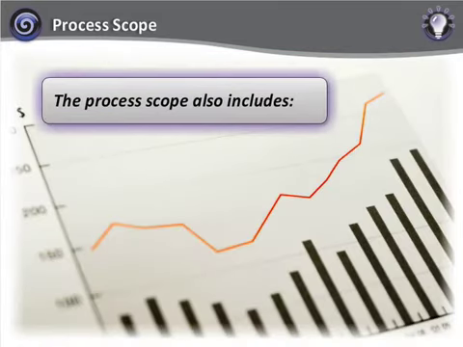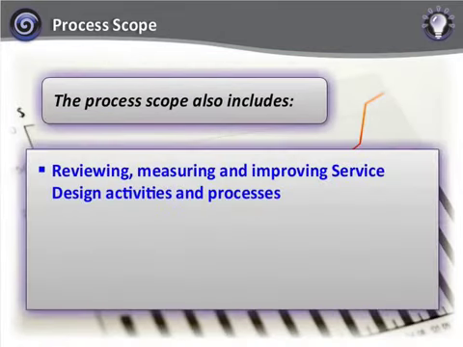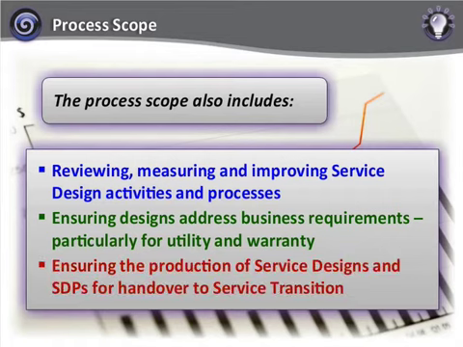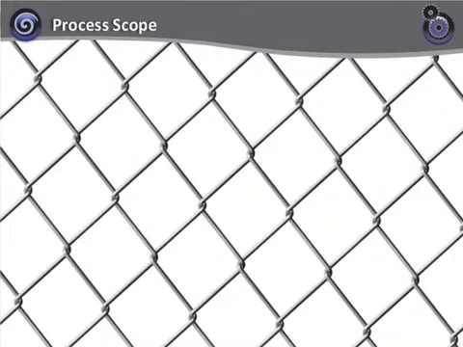The process scope also includes reviewing, measuring, and improving service design activities and processes, ensuring designs address business requirements, particularly for utility and warranty, and ensuring the production of service designs and SDPs for handover to service transition.